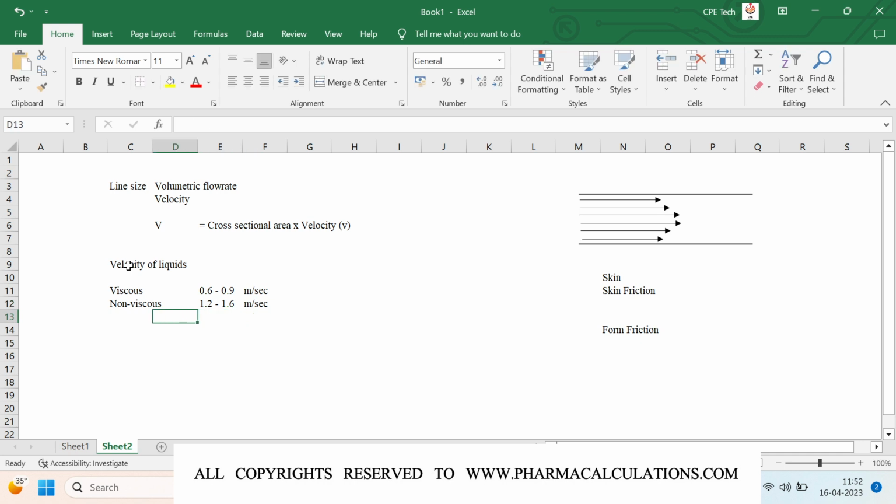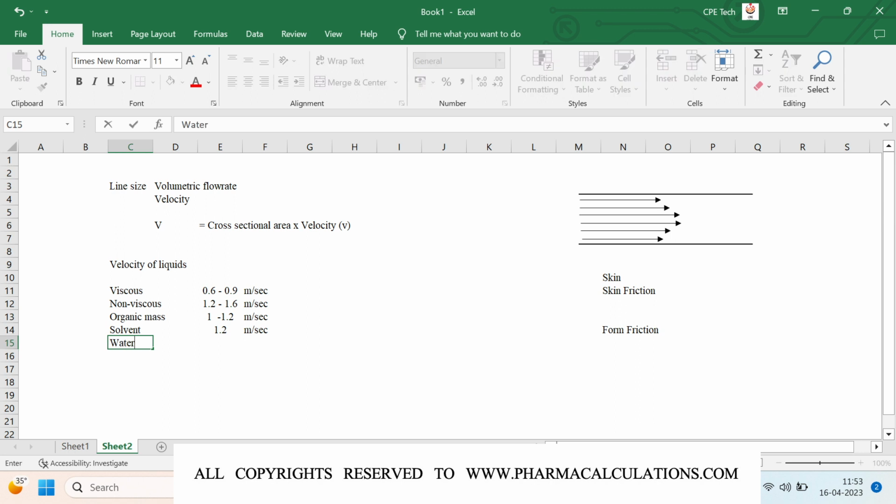And if it's an organic mass, let's say whenever you are going to pump a reaction mass, then in that case you can take the velocity between 1 to 1.2 meter per second. And if it's any kind of solvent, then we should restrict the velocity to 1.2 meter per second. Why? Because if the velocity is high, automatically there is a risk due to static generation.